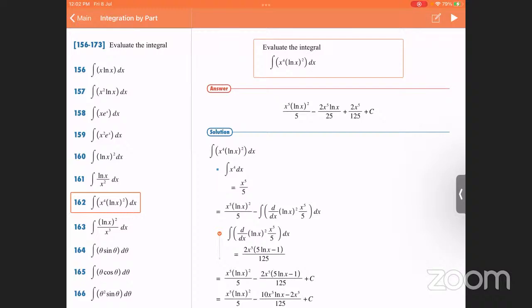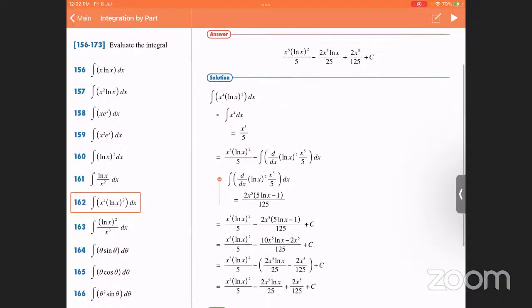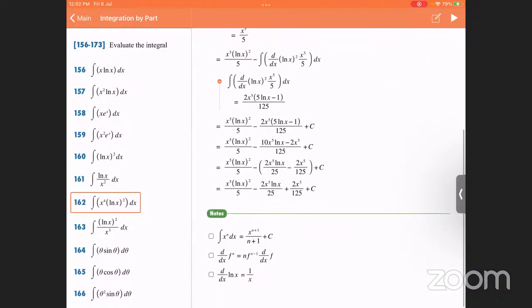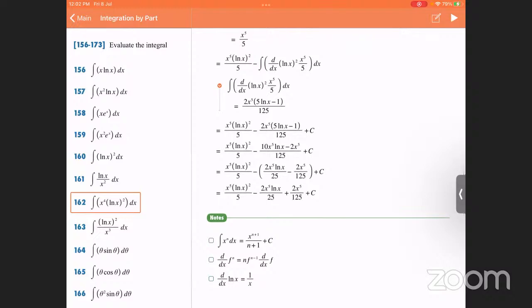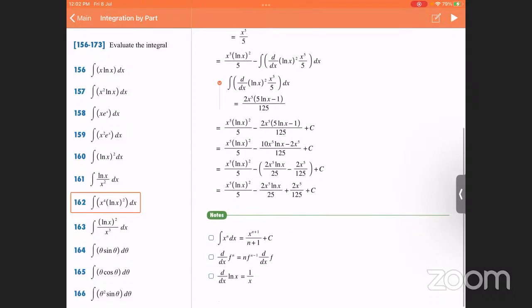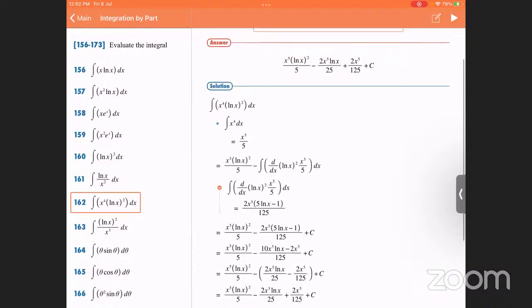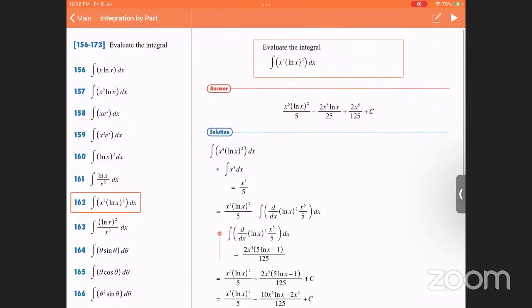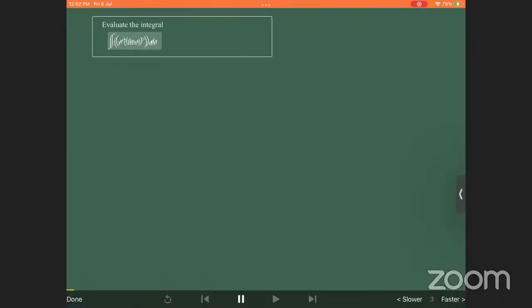x to the power 4 (log x) whole square dx. That's the problem which has been solved thoroughly, step by step, in this app. And the formulas that are used in solving this problem are also displayed down in the notes part of it, right? But if you want to show the same problem as if you are doing it on the green board with white chalk, you can do it.